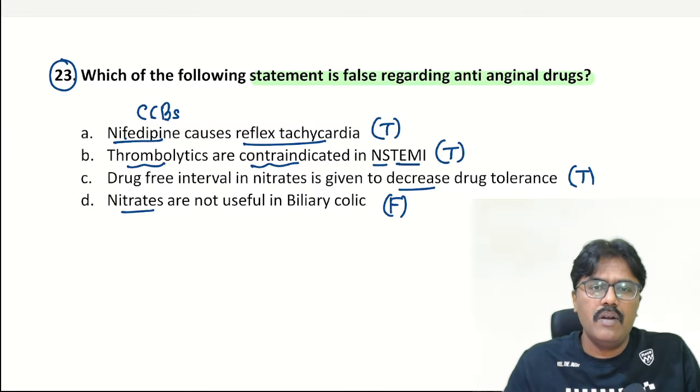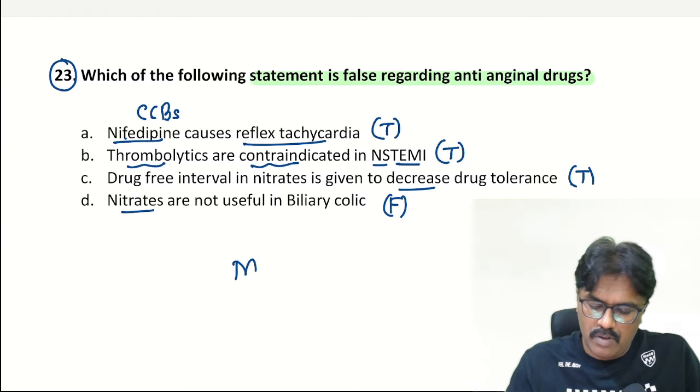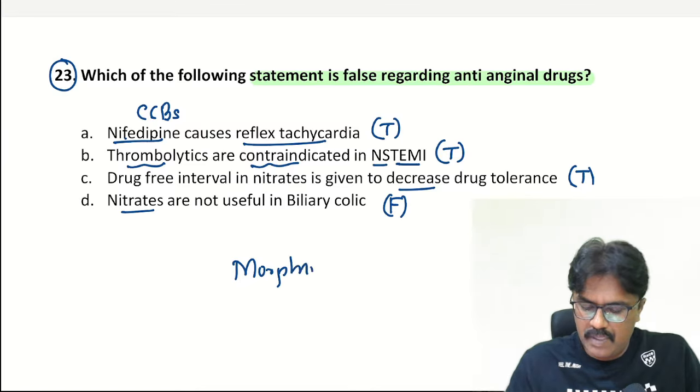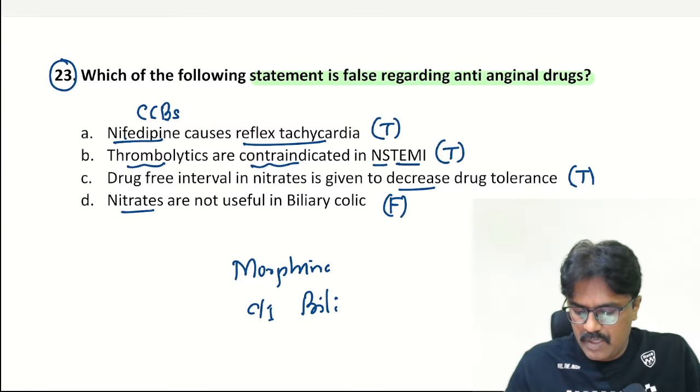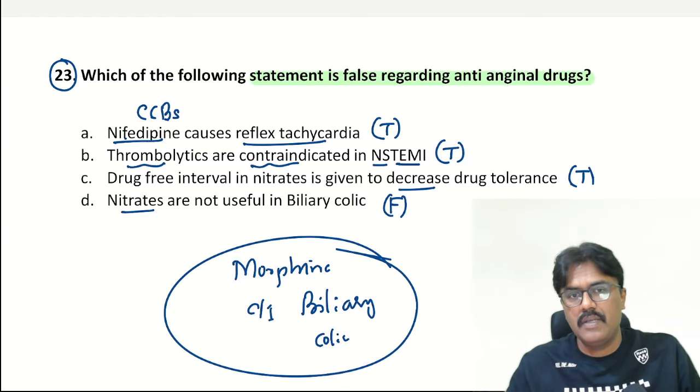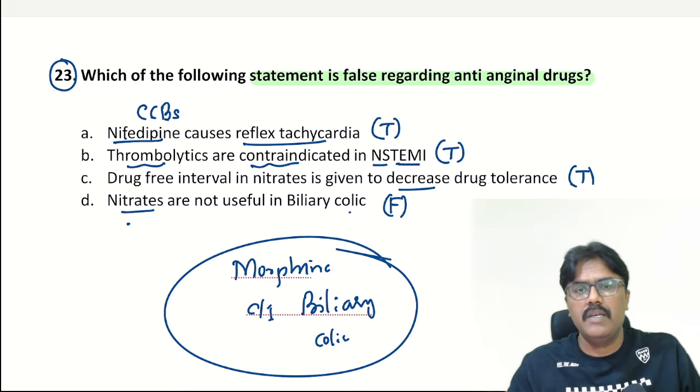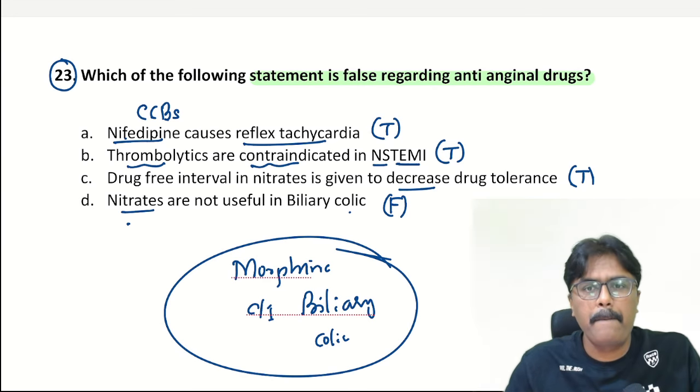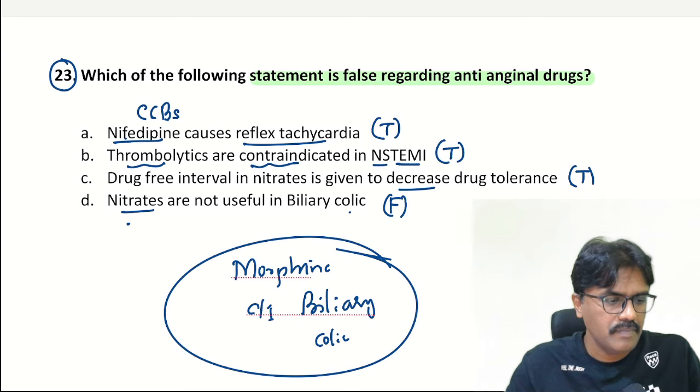Tell me, which opioid is not used in biliary colic? Remember, morphine is contraindicated in biliary colic. Remember this: nitrate can be used in biliary colic, but morphine is contraindicated. That is tested repeatedly. Okay.